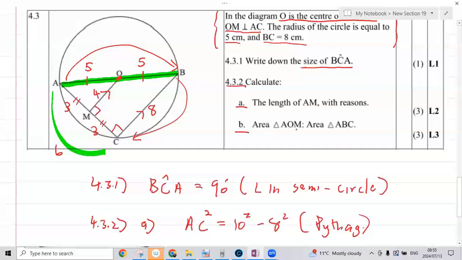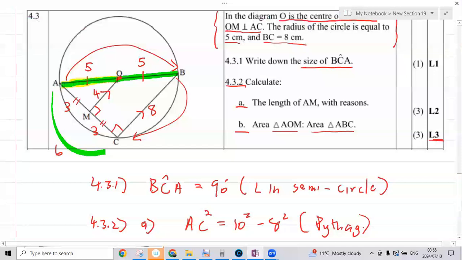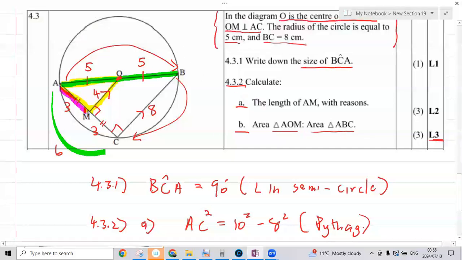So B says area of triangle AOM, and we must now look at the ratio of these areas to the area of triangle ABC. And look at this level. It's a level 3 question. Let's see, what do they want us to do here? So looking at that, the first thing that we have to look at is the area of each triangle, AOM. So AOM, let's use different colors. AOM will be there. And then let's look at the other triangle. Let's do this one. ABC will be this triangle here.